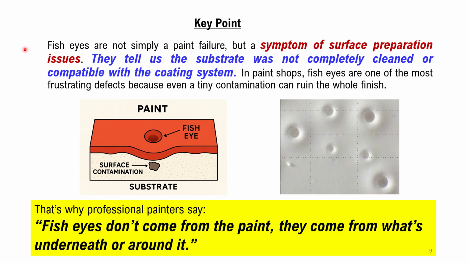Fish eyes are not simply a paint failure, but a symptom of surface preparation issues. They tell us the substrate was not completely clean or compatible with the coating system. In the paint shops, fish eyes are one of the most frustrating defects because even a tiny contamination can ruin the whole finish, as shown in these two photographs.